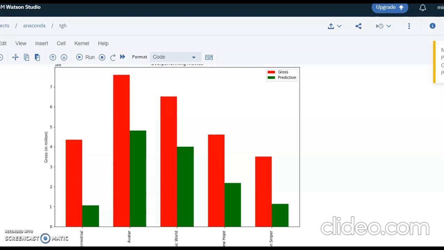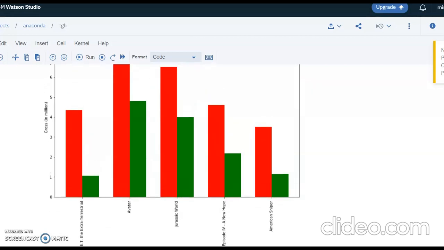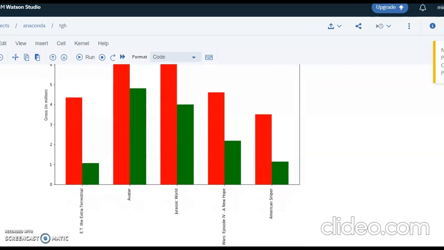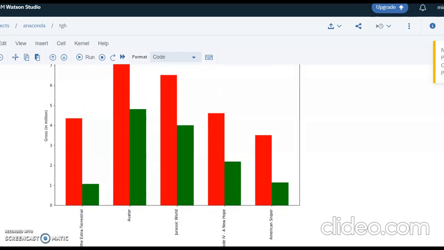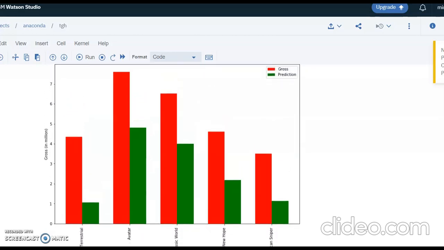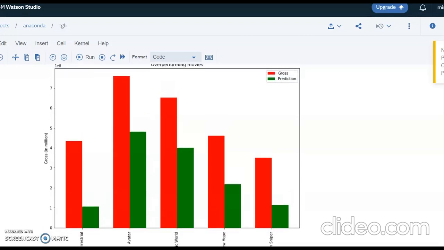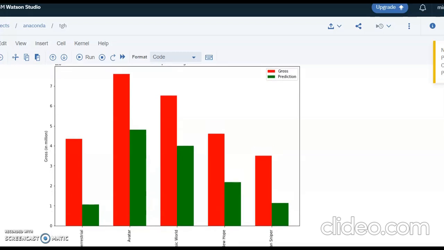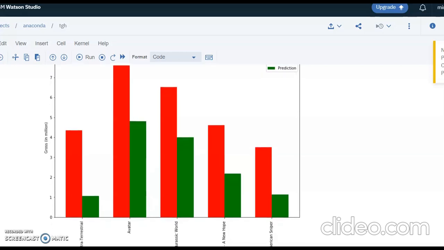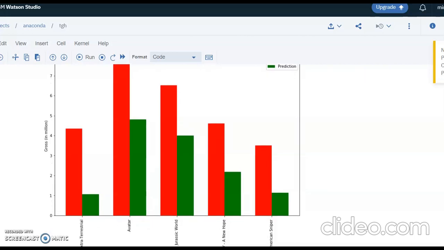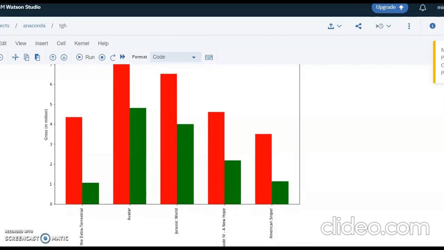So if we look at the movies, this does make a lot of sense. E.T. was a movie that had a lot of success in, I believe, the 80s or 90s, and it grossed higher than the prediction that it would gross. So that's on par. And then we see Avatar, which broke the box office records. So it grossed more than the prediction, which is something that actually happened also.